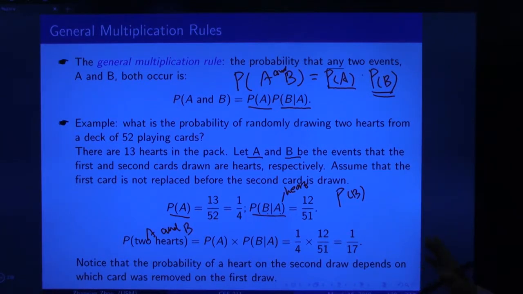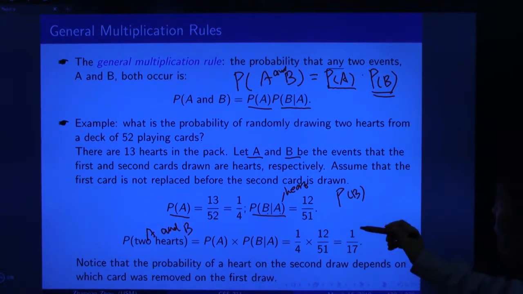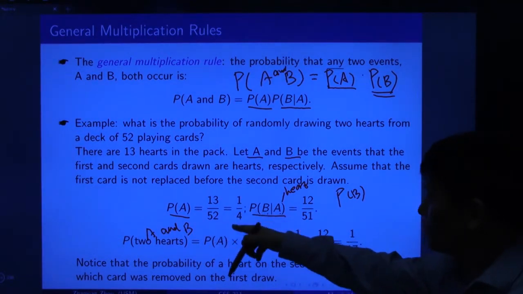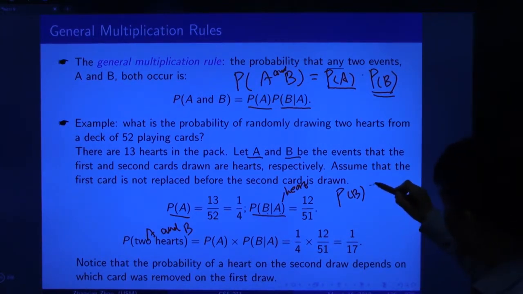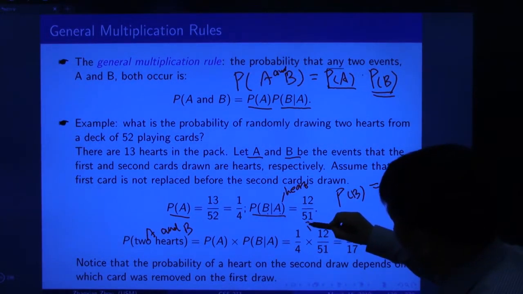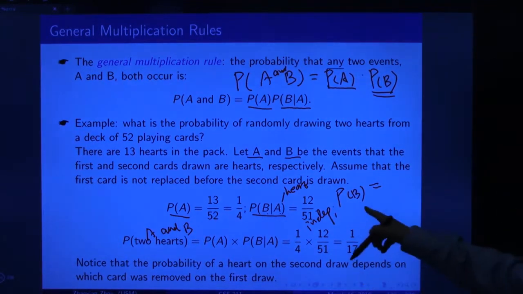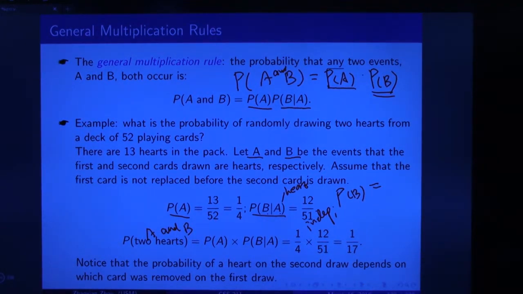For example, if these two events are independent, that means we draw the first card and then we put it back before we draw the second card. Then we know P(A) still equals 1/4. In this case, if independent, then P(B) will be equal to, because we put the card back, we still have 13 hearts and in total 52 cards. So still equals 1/4.